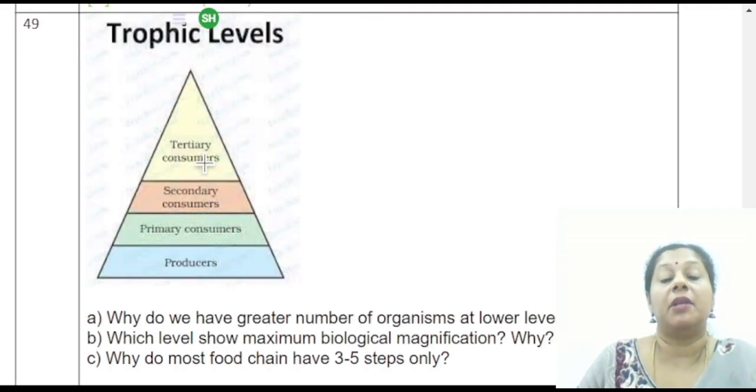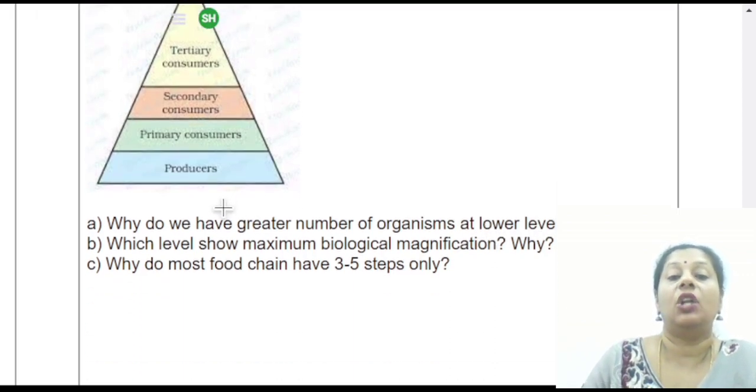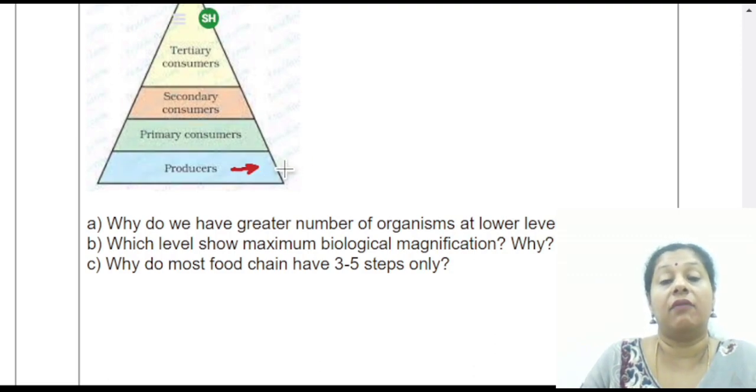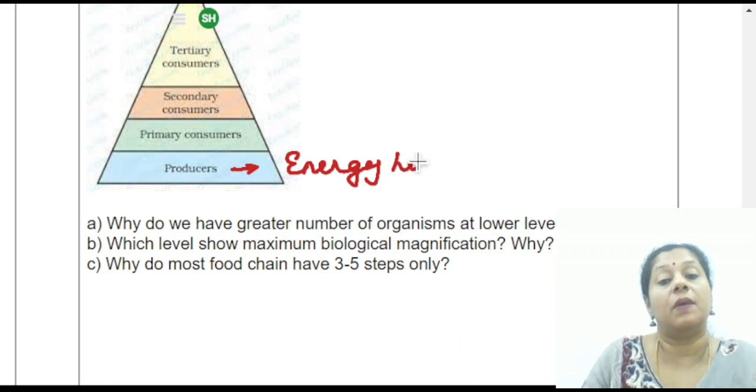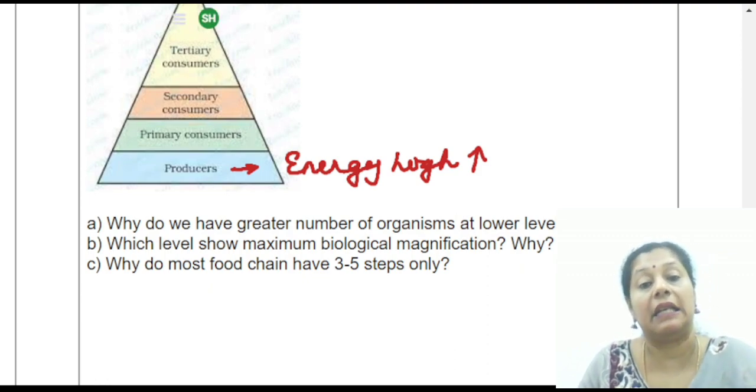Here is a pyramid showing different trophic levels. Why do we have greater number of organisms at a lower level? At the lower level, we always find producers. They are the only organisms that can carry out photosynthesis, so their energy level is very high. Because we know when it goes up, the energy level is decreasing, 10% low. So the number of organisms depending on that also will be less.